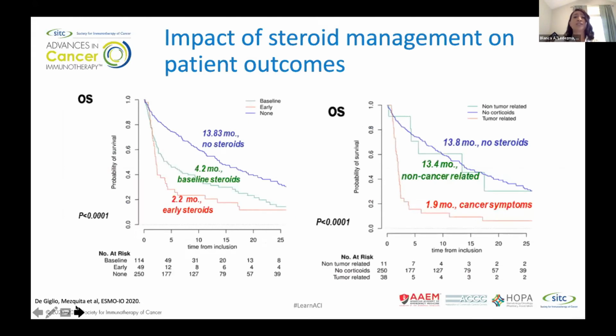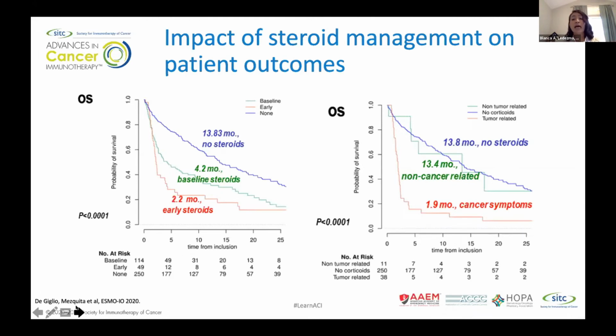The impact of steroid management on patient outcomes. Of course, once we start patients on corticosteroids to manage the IRAEs, our patients do get a little fearful that we're going to dampen their immune response. Here we see data that was presented at ESMO. On the left, the purple line is patients with no steroids, the green with baseline steroids, and the red with early steroids. On the right, the green were the patients treated with steroids for non-cancer-related reasons, so perhaps patients treated for IRAE management, and the red were patients treated for cancer-related symptoms.